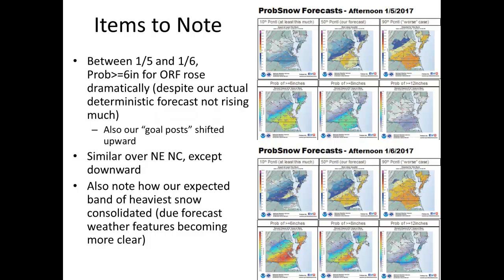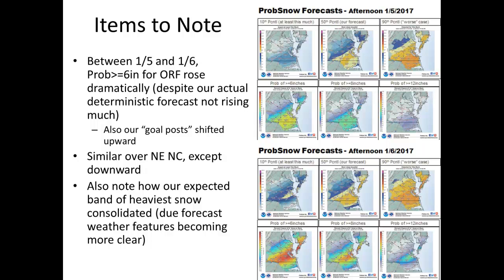So something to note from this case, between the 5th and 6th of January, the probabilities of 6 inches of snow in Norfolk really jumped dramatically. So anytime you see the probabilities jumping up or down, there's probably some significance to that. There's been some very significant statistical shift in the snow probabilities based on a combination of the weather models and most likely our forecast as well.